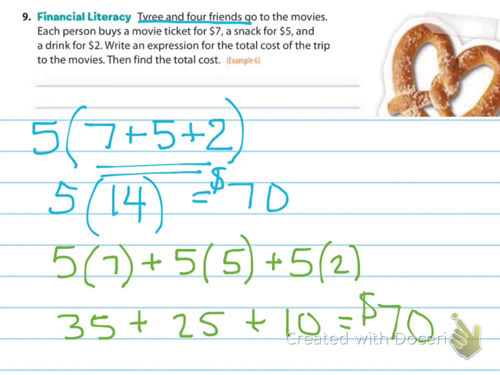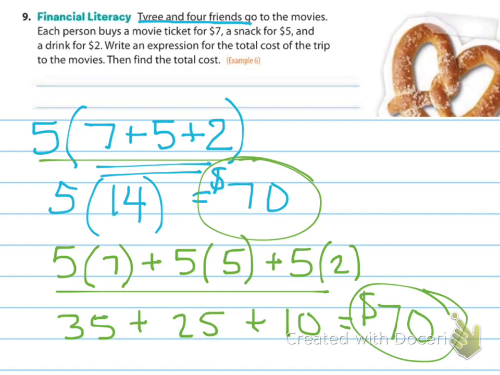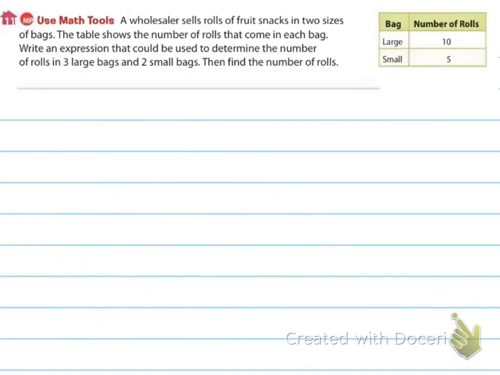There we go. $70. So same answer. Okay. So either one of these expressions would be fine, and the final answer will definitely be the same, which is $70 is the total cost of the trip to the movies.